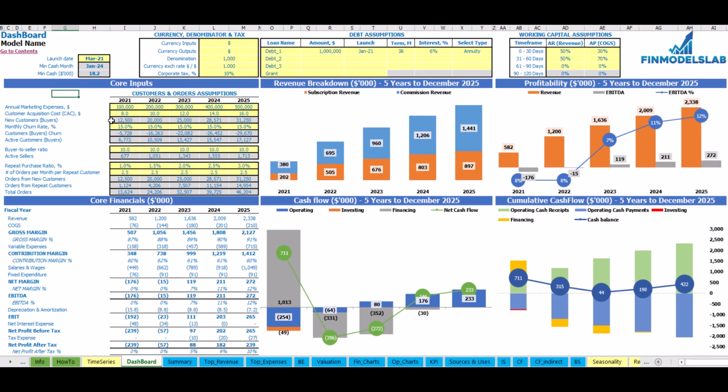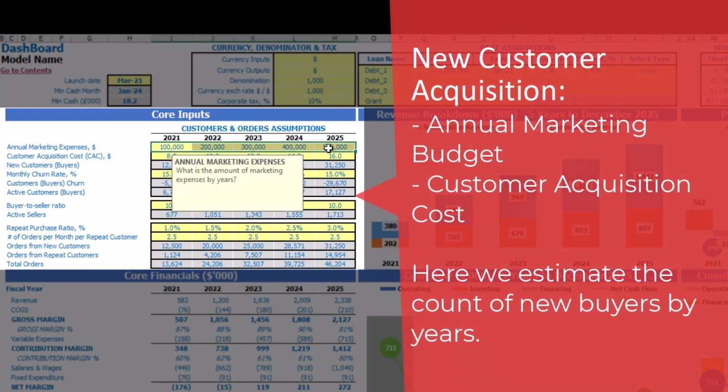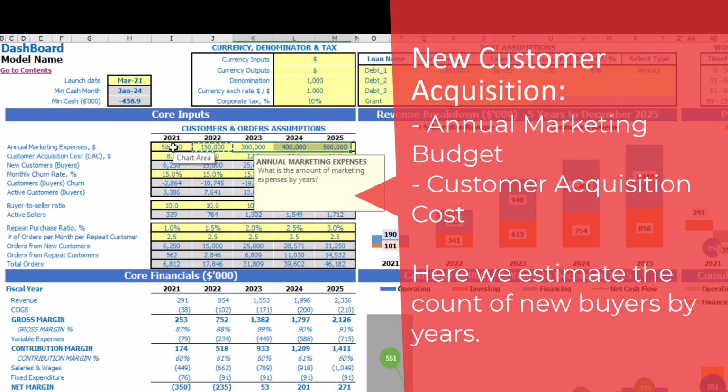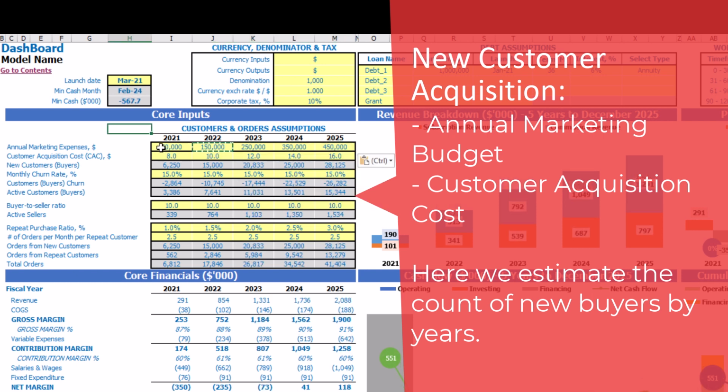So let's start from core inputs. First of all, you should set up the annual marketing expenses by years. It can be, for example, 50,000 with growth of $100,000 each next year. This is a main driver.